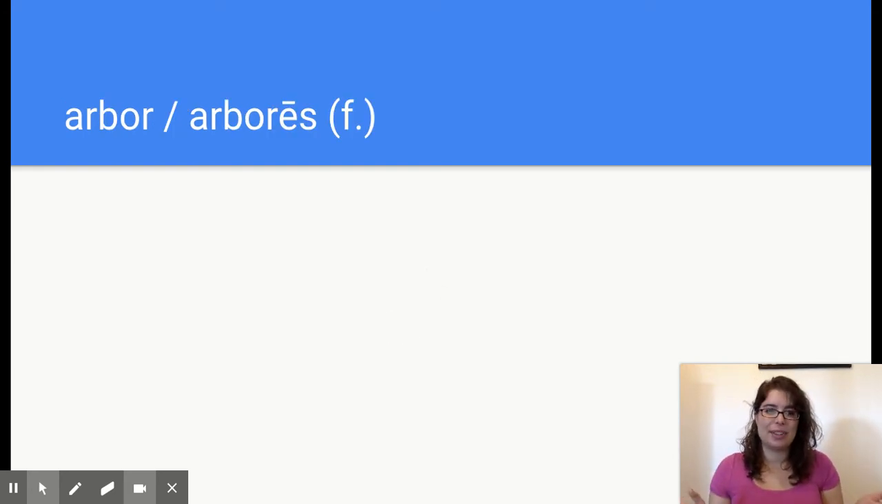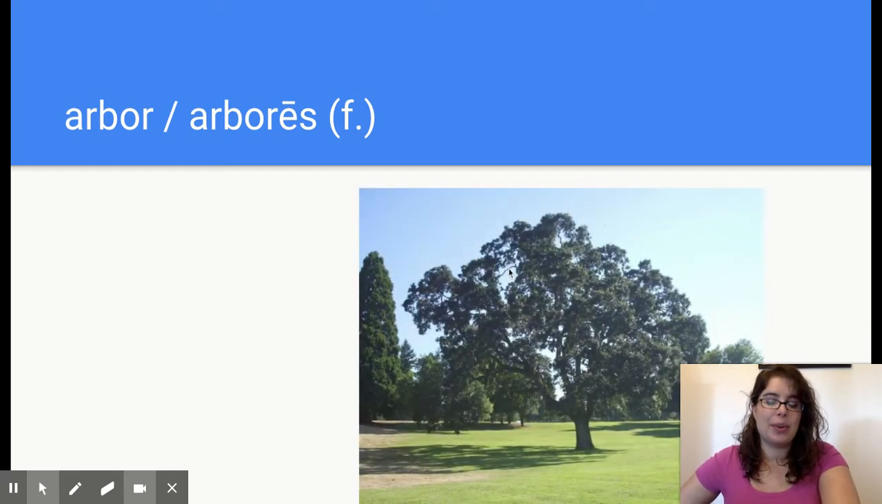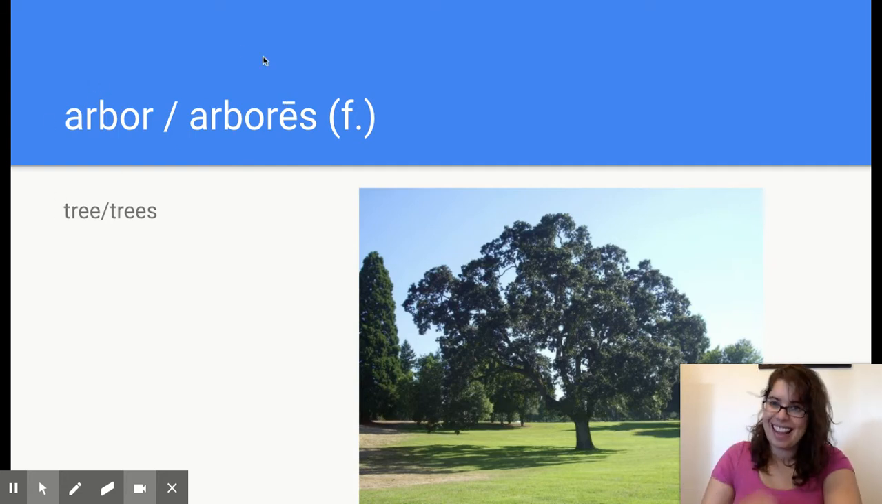All right, so our first noun we're learning is one of the ones where we have the singular and the plural. So we have arbor, and we have arbores. Arbor is the singular and arbores is the plural, and this is a feminine noun. If you know Spanish at all, this is very similar to the Spanish word arbol, with an L at the end. This is the Latin word for tree, or arbores would be trees, plural. So arbor means tree, just one, and arbores means trees, plural.